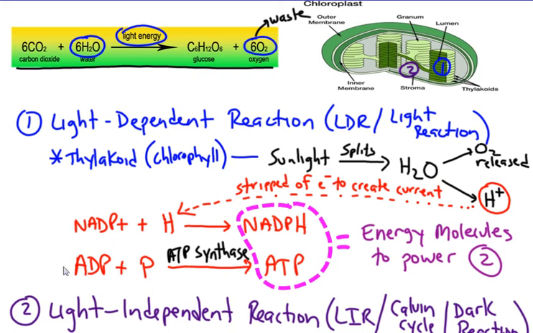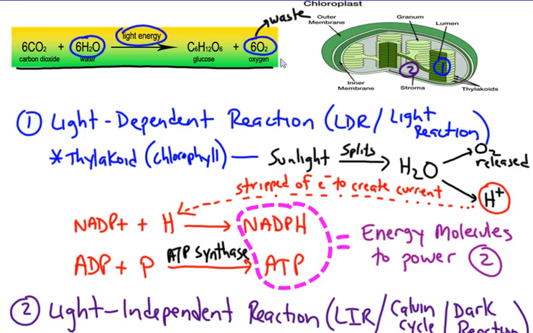Our first energy molecule is NADPH. We have our lower energy form, NAD+. We're going to add those lone hydrogens from the splitting of water, and we're going to form the higher energy molecule, NADPH. And then also from that electrical current, we're going to be able to build ATP. So ADP plus a phosphate to make ATP. Remember, we have that transport protein/enzyme ATP synthase to make that happen.